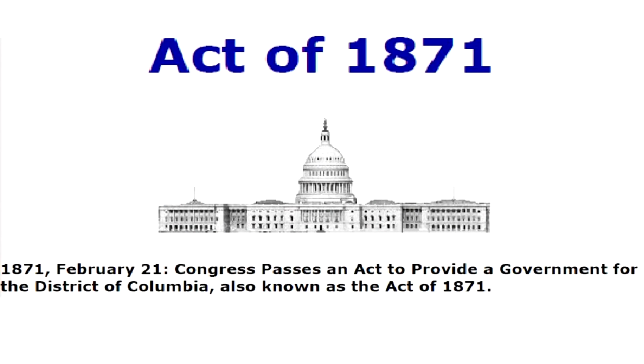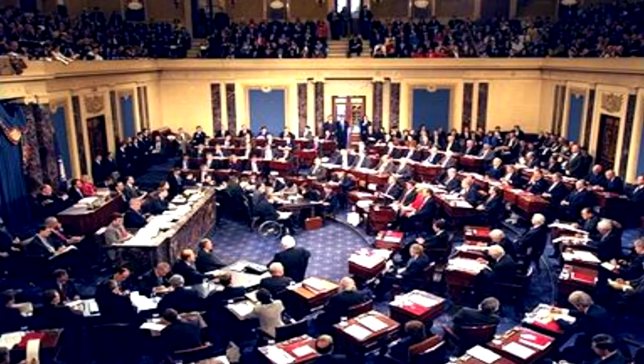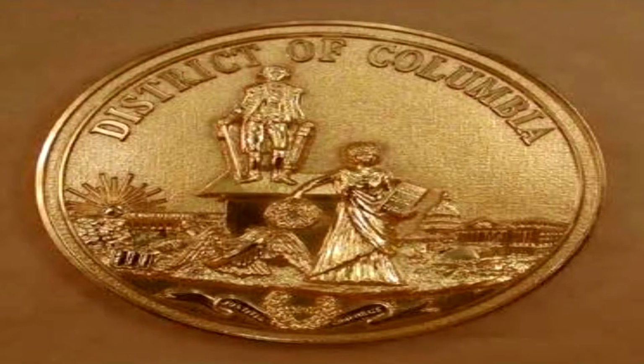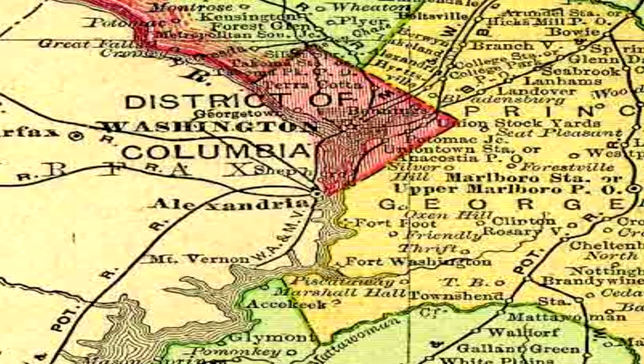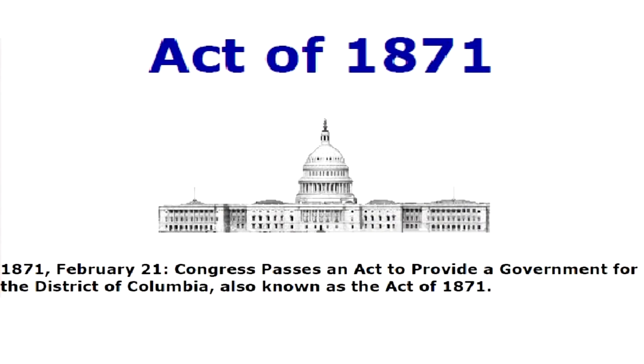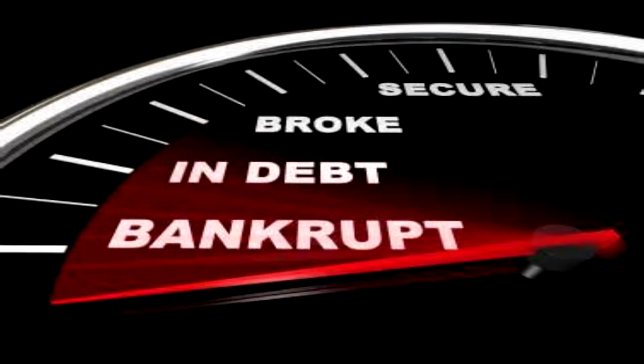What does this mean? Well, it means that Congress, under no constitutional authority to do so, created a separate form of government for the District of Columbia, which is a 10 square mile parcel of land. The Act of 1871 was passed at a vulnerable time in America. Our nation was essentially bankrupt, weakened, and financially depleted in the aftermath of the Civil War.